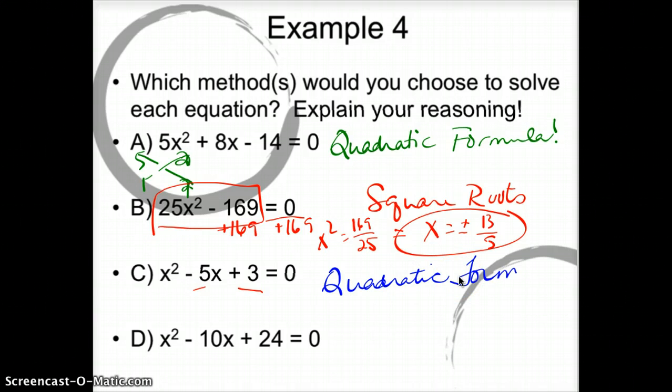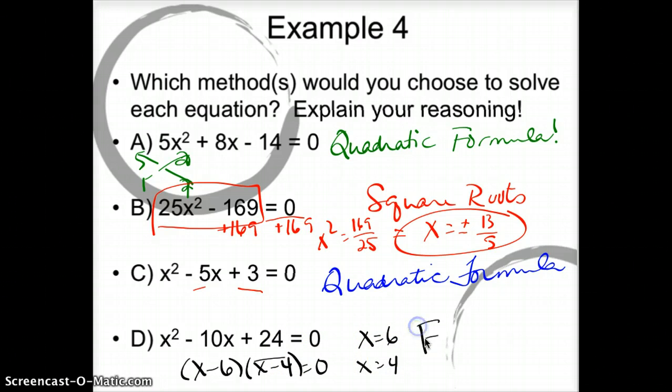This last one, x squared minus 10x plus 24 equals 0. I think this one's super easy to factor because two numbers that multiply to 24 and add to negative 10, well, negative 6 and negative 4. So I can do x minus 6 times x minus 4 equals 0. And then without a whole lot of work, I know that x equals 6 or x equals 4. So this one I would choose to solve by factoring.